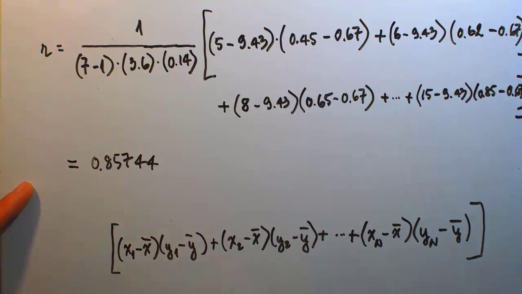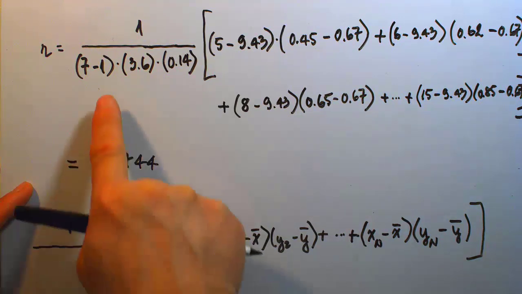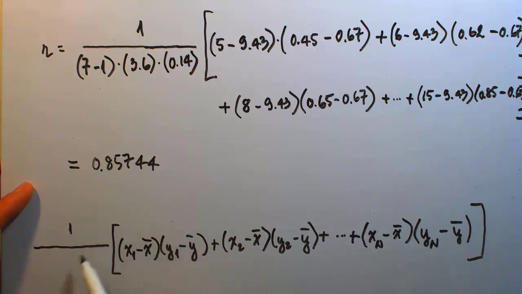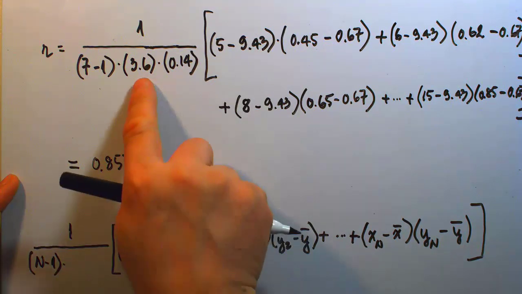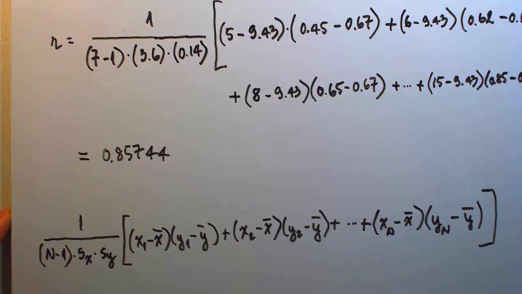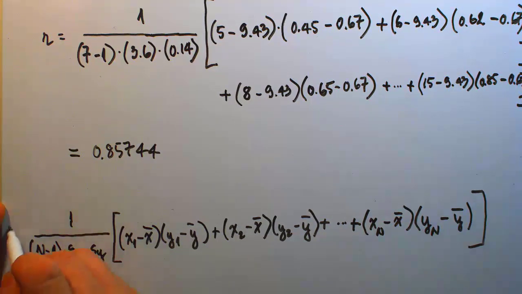And after we're done, we're going to multiply that sum by a fraction, 1 over n minus 1. So let's look back at what we actually did in our work. The 7 here is the number of pairs, so in the fraction in front of the brackets it was n minus 1, the number of pairs minus 1, times 3.6, which was your Sx value, and 0.14 was your Sy value. So this completes our formula for calculating the correlation coefficient. So r equals all of this here.